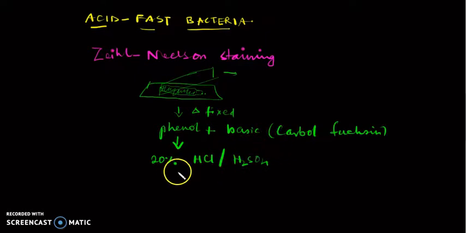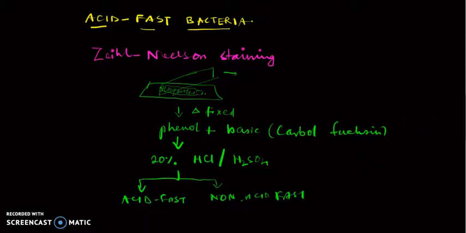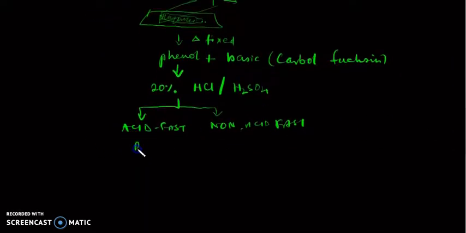The bacteria you can divide here into two groups: the acid-fast and the non-acid fast. The acid-fast bacteria will retain the color; they will not lose it. They will be red under the microscope, but the non-acid fast will lose the color and they will be unstained or destained.